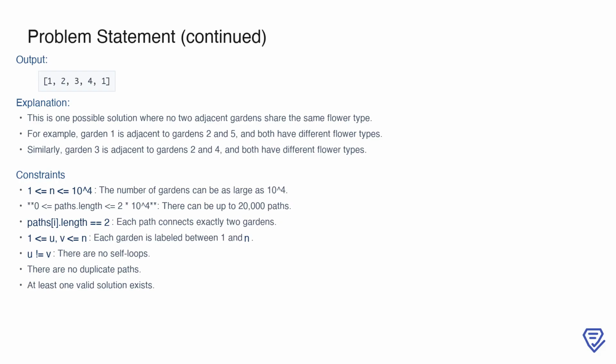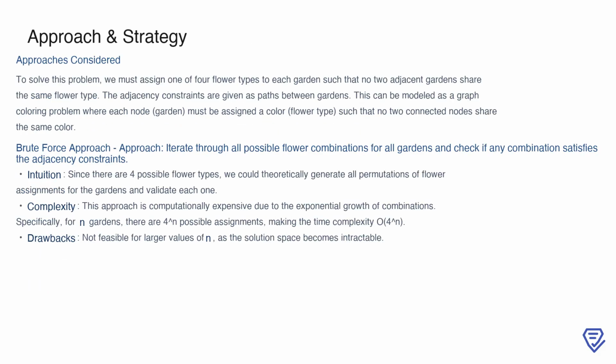It's worth noting that the constraints of the problem allow up to 10,000 gardens and 20,000 paths, so the solution must be efficient. Additionally, the problem guarantees that no self-loops or duplicate paths exist, and at least one valid solution will always be possible. To tackle this problem, our goal is to assign one of 4 flower types to each garden such that no two adjacent gardens share the same flower type. This setup can be visualized as a graph, where each garden is a node and the paths between gardens represent edges. The task then becomes a graph coloring problem, where we assign colors, or in this case, flower types, to nodes while respecting adjacency constraints.